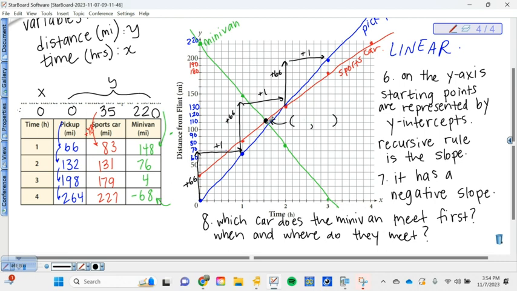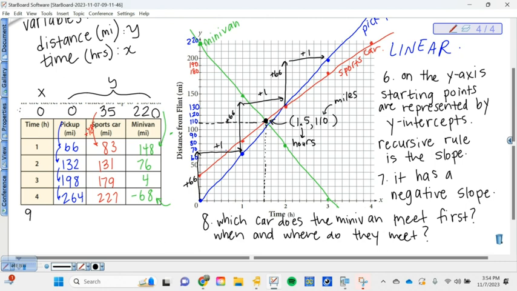X and Y. What is the X coordinate of that point-ish? Yeah, about 1.5. And what is the Y coordinate of that point? Yeah, 110. So what is the 1.5 referring to? Yeah, it's the time. So after they've been driving for an hour and a half, the sports car and the minivan meet when they are 110 miles away from Flint. Okay, good. So that's number 8.